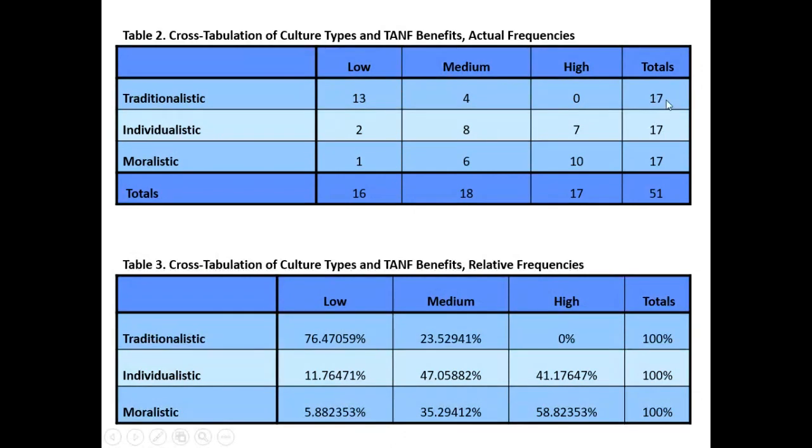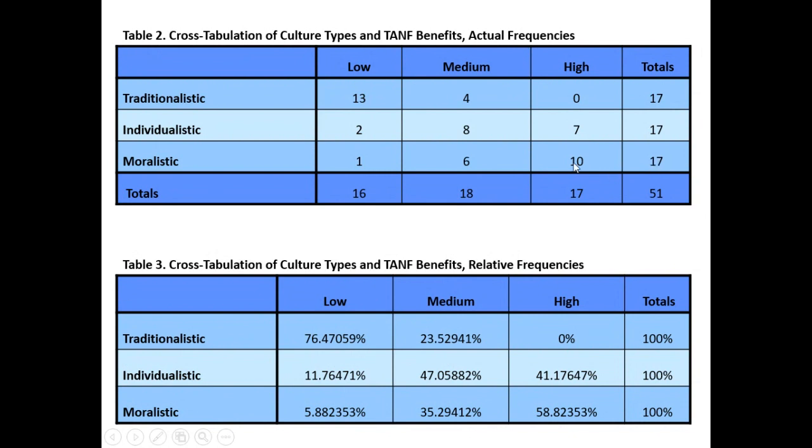Of the 17 states that LSR says have a dominant traditionalistic culture, 13 pay a low level of benefits. Or if you want to think about it in relative frequency, over three-quarters of the traditionalistic states, 76%, almost 77%, pay a low level of benefits. And then the remaining pay medium. So low and medium, 100%.